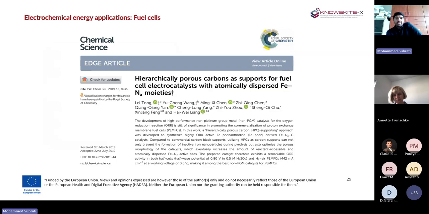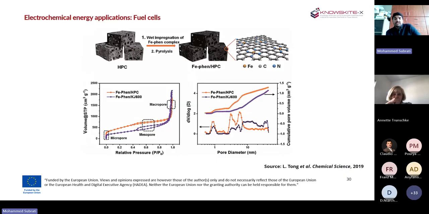Next, apart from energy storage, fuel cells. In this work, they use HPCs as support for fuel cell electrocatalysts, to be more specific, for proton exchange membrane fuel cells. In this method, you take the HPC, impregnate it with an iron phenyl complex, and then pyrolyze it. So eventually you produce nitrogen and iron heteroatom-doped HPCs.